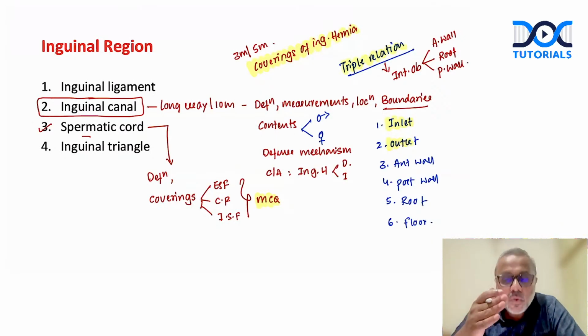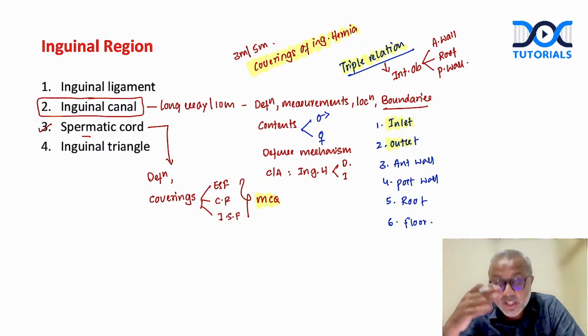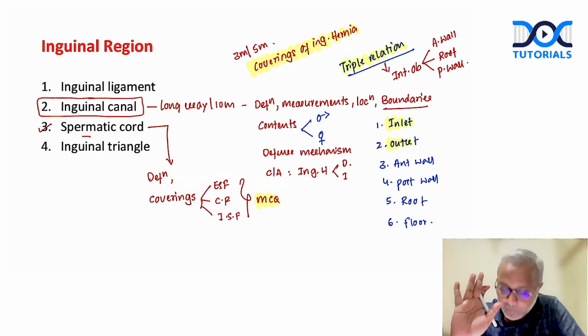How is the external spermatic fascia derived? What structure gives rise to the external spermatic fascia? What structure gives rise to the cremastic fascia? And what gives rise to the internal spermatic fascia? A very important MCQ question, right?